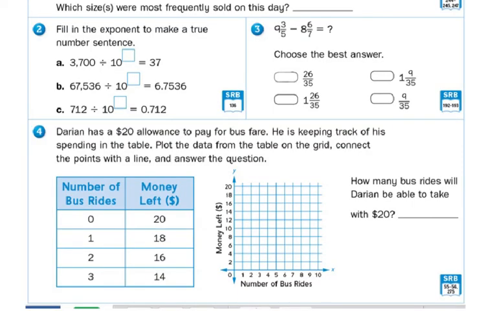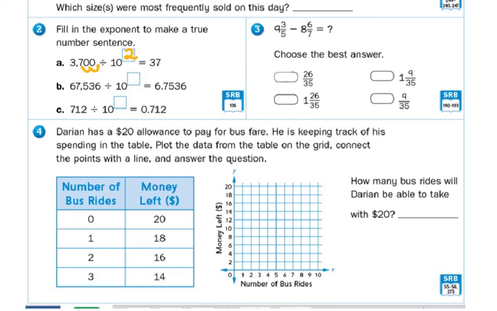Continuing on page 229, fill in the exponent to make a true number sentence. So 3,700 divided by 10 to the what power would give me 37? So remember, the decimal point is hiding right there. We don't use it because there are no 0 tenths. So remember, when we divide, the number gets smaller. So in order for that decimal point to be after the 37, we would have to move it 2 places. Divide by 10 to the second power.